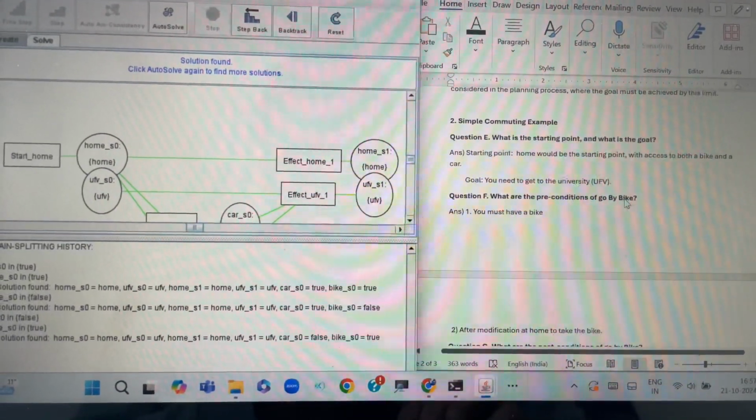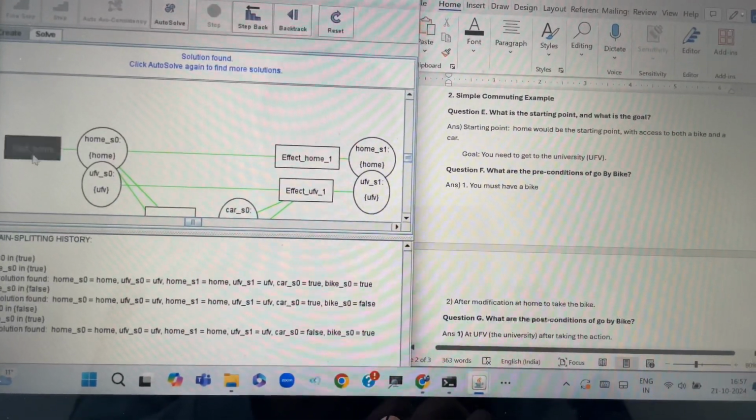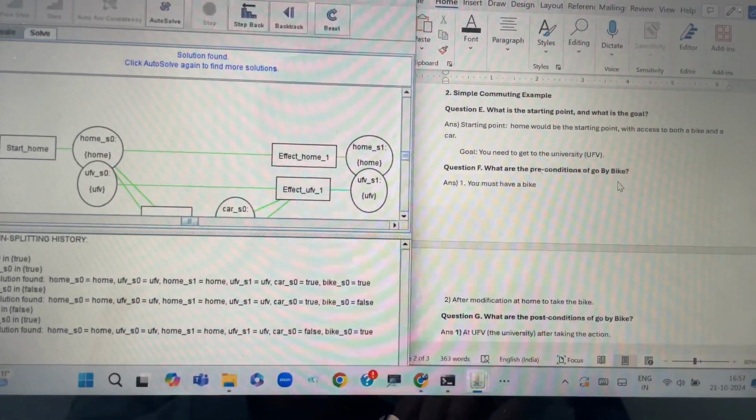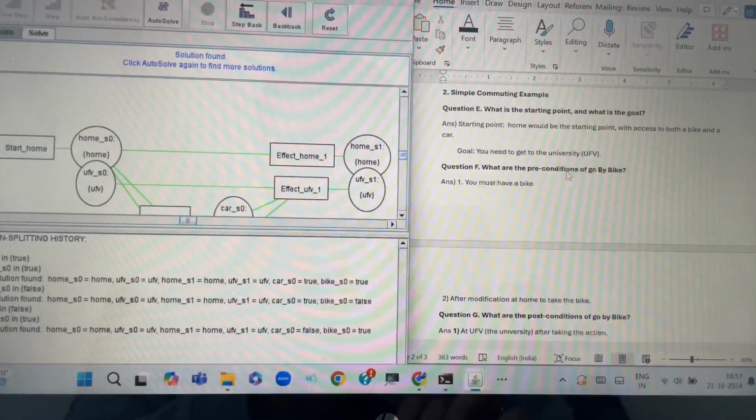So the next question is, what is the starting point? This was our starting point, home. And where do we need to go? We need to go to University of Fraser Valley.